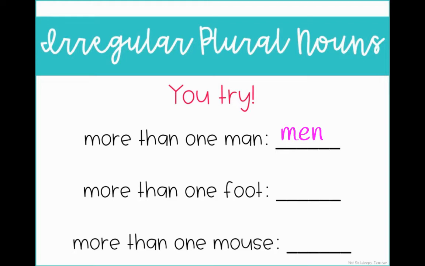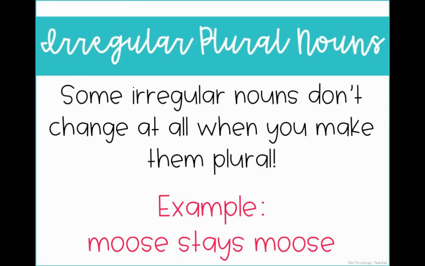We could have one foot in the pool, but when we put both, it becomes feet. So we have 2 feet. Maybe your brother or sister or you have a pet mouse, and then you convince your mom to get another one. So now you have mice. Multiple mouse is mice.